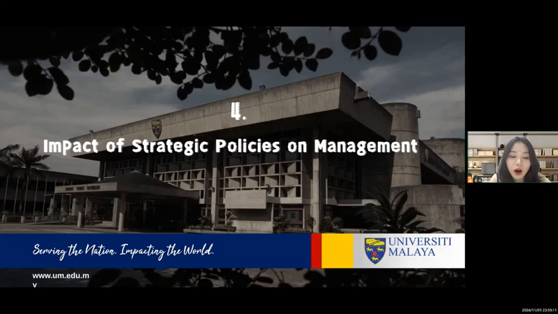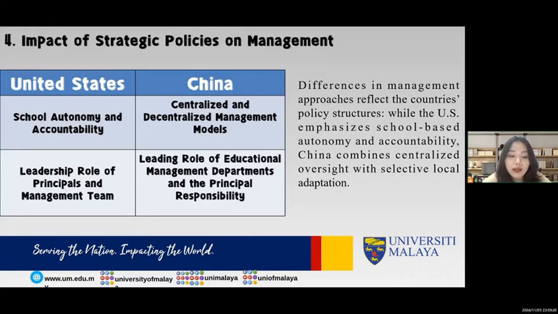Okay, let's move on to part 4, impact of strategic policies on management. So first of all, this table clearly shows the policy contrast between China and the United States in education management. In the United States, it is mainly school autonomy and accountability and the leadership role of principals and management teams. While in China, they have centralized and decentralized management models, the leading role of educational management departments, and the principal responsibility.